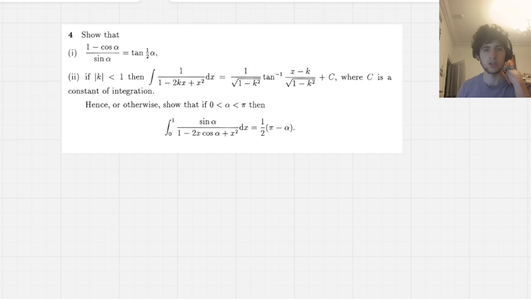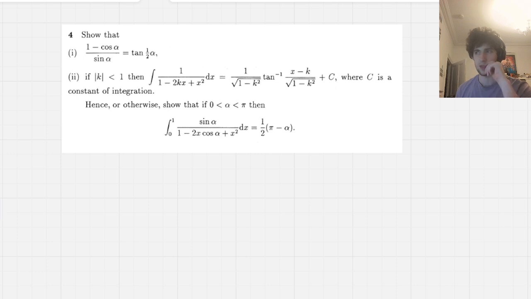The first one is deriving this trig identity: (1 minus cosine alpha) divided by sine alpha is just tan of alpha over 2. So alpha over 2 is the input to the tan function. We have to derive that identity, show that it's true, verify it. Effectively, start from the left-hand side and show that it's equivalent to the right-hand side.